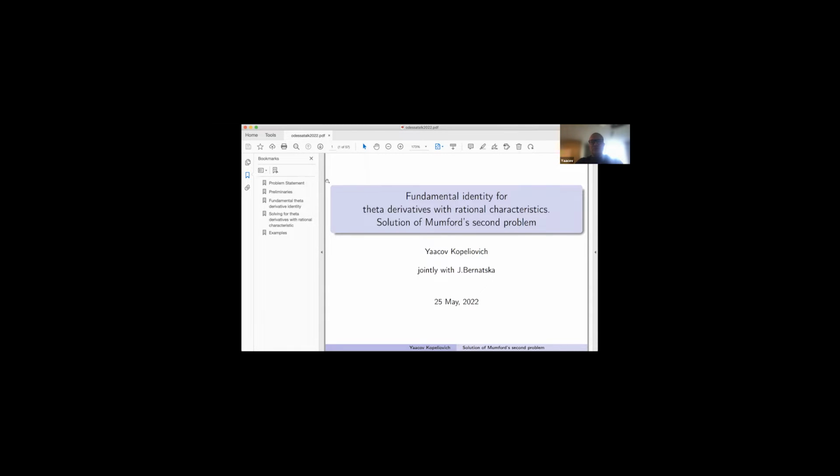So what I want to talk about today is a classical topic, which is a fundamental identity for theta derivatives with rational characteristics. We are talking about one-dimensional theta functions evaluated at certain points on the elliptic curve. And for marketing purposes, it's also a solution of Mumford's second problem, about one-dimensional relations of theta functions.